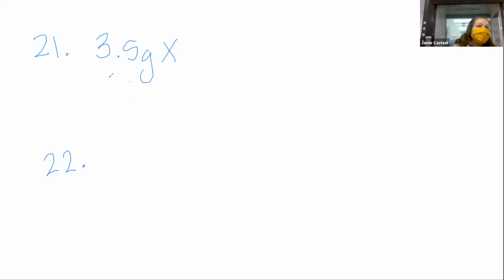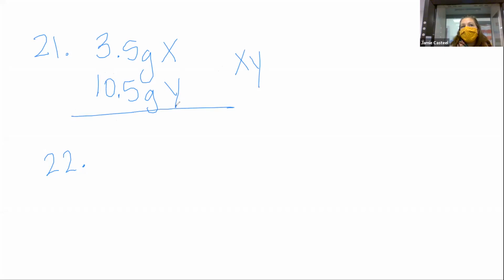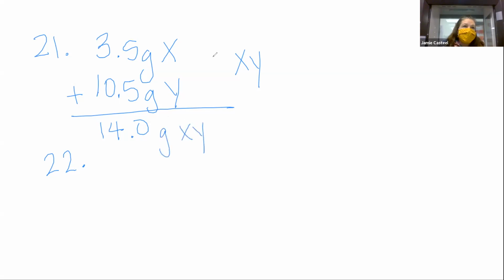What else? Okay, and then it says, what's the compound? When I put it together, it's just X and Y, one of each, yes? What's your total mass here? We're going to add this up. 14 grams even, right? And remember, when you're adding and subtracting, whichever value has the fewest decimal places determines how many decimal places are in your answer. Well, here they both had a tenth, so I'm just going to write it down like this. Okay.